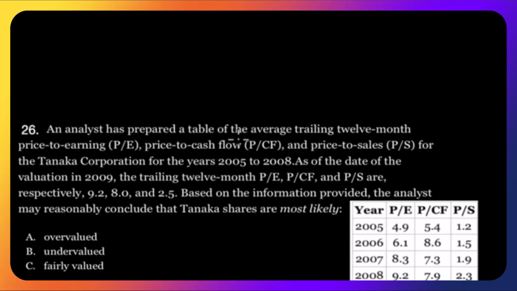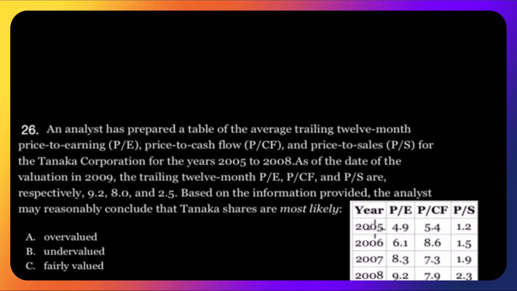An analyst has prepared a table of the average trailing 12-month price to earnings, price to cash flow, and price to sales for Tanaka Corporation for the years 2005 to 2008. So what do we got? Here's our ratios: price earnings, price cash flow, price sales. Price earnings, 4.9, 6.1, 8.3, 9.2 has been increasing over the 4 years. Price to cash flow, 5.4, 6.8, 7.3, 7.9. So the price as a multiple of cash flow has also been increasing. And price sales, 1.2, 1.5, 1.9, 2.3. So price as a multiple of sales has been increasing over time.